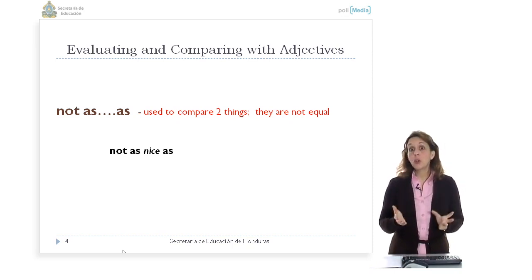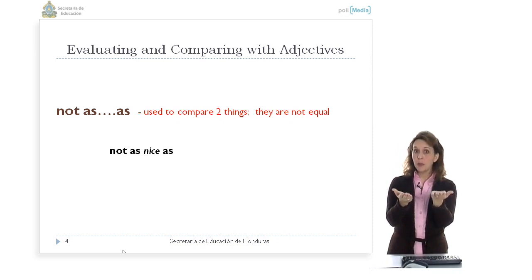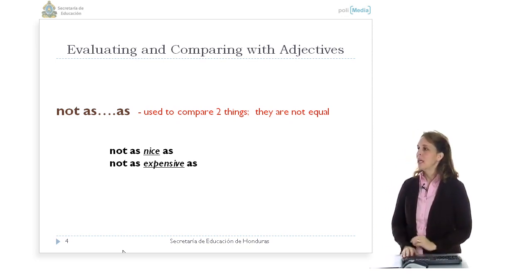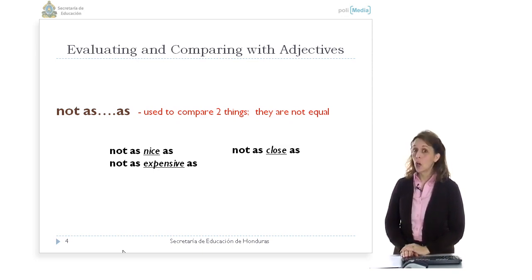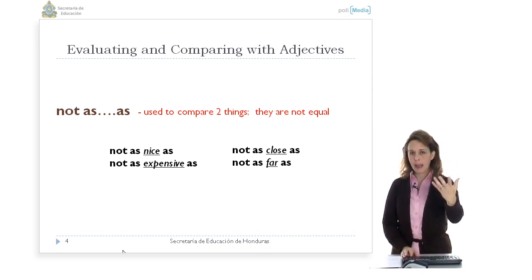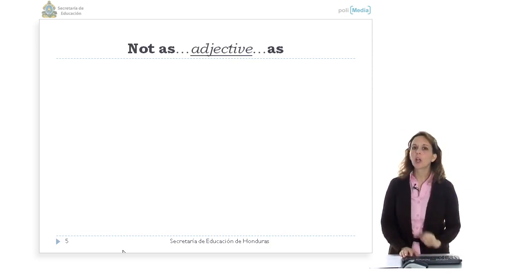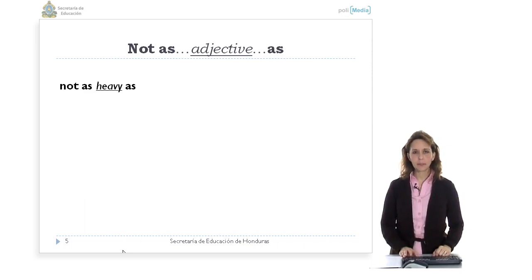You have maybe two friends. One friend is nice. The other friend is not as nice as the first friend. You're comparing. Not as expensive as. Not as close as. Not as far as. These are examples of the phrase. Let's look more closely. Not as heavy as.